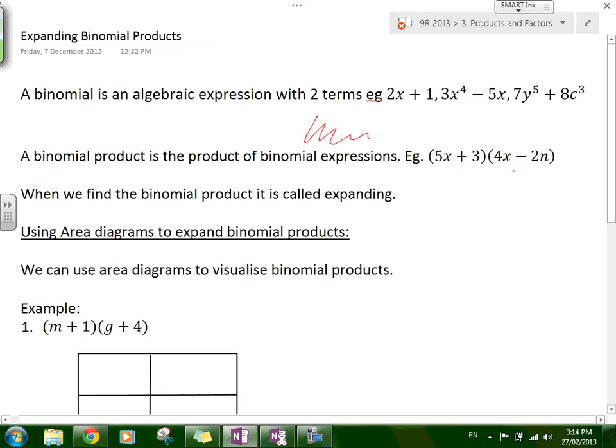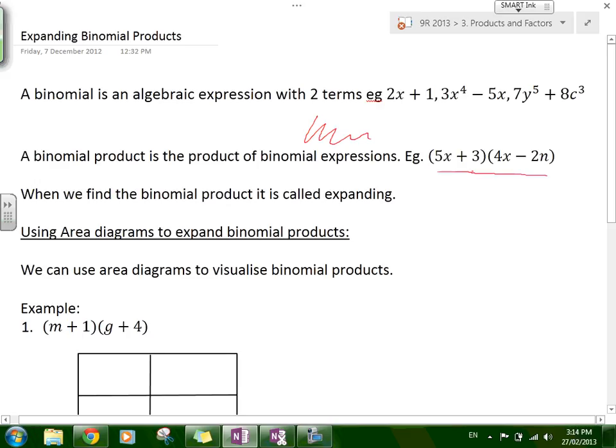Now, a binomial product, as the name suggests, is when you have two binomials multiplied together. The product of two binomials is a binomial product. You can have more than two binomials, three or four, however many you want. If you have them multiplied together, then it's called a binomial product. For example, 5x plus 3 bracket, 4x minus 2n bracket. That's a binomial product.